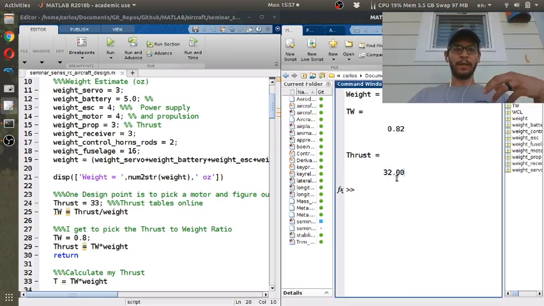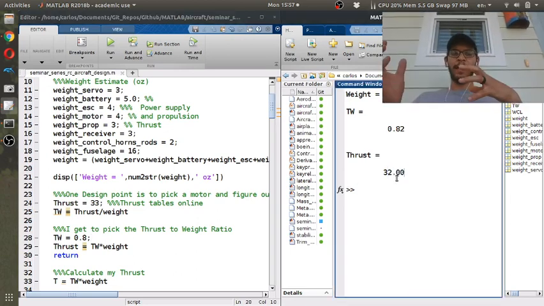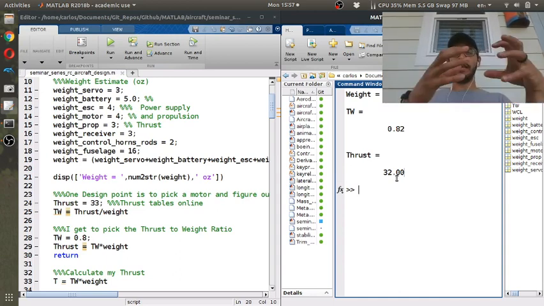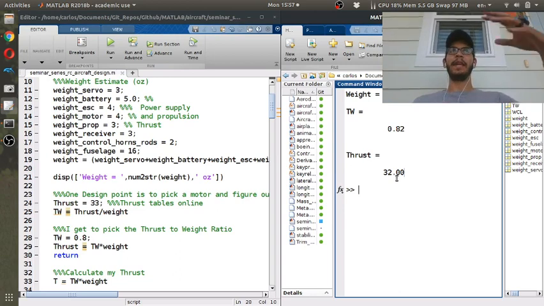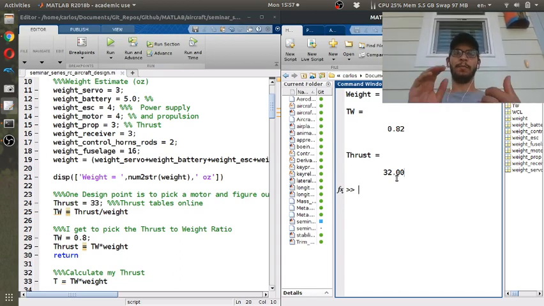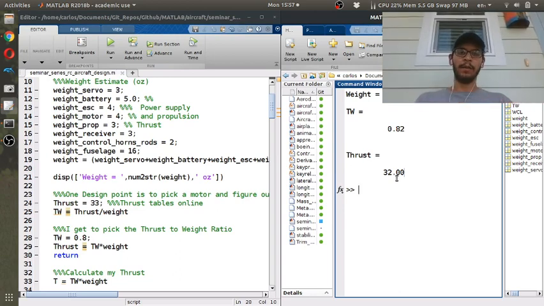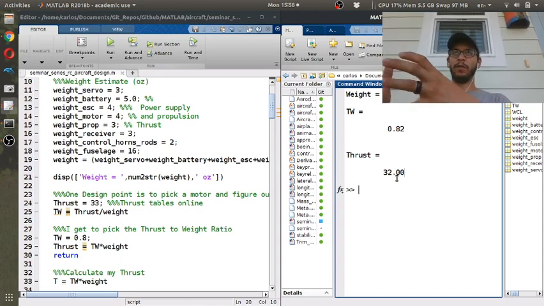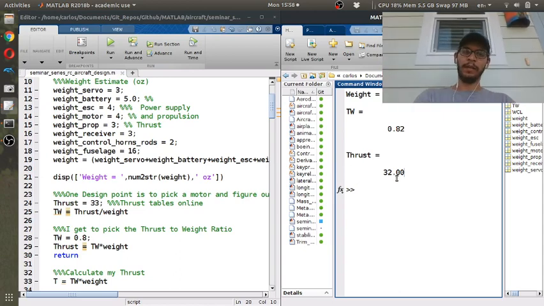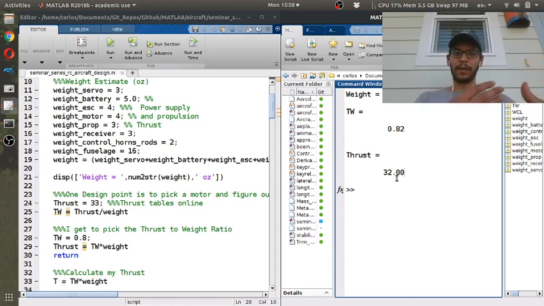So if I estimate the weight and then compute with my thrust to weight ratio and say, okay, I need 32 ounces of thrust, I can then go online and pick a prop, motor, ESC, battery combo that gives me that much thrust. I can also do a redesign, because once I know how much thrust I need, I can go online and find it, which means I can get the weight of that component, and then I can put it in the computer, and I can iterate on those a couple more times.